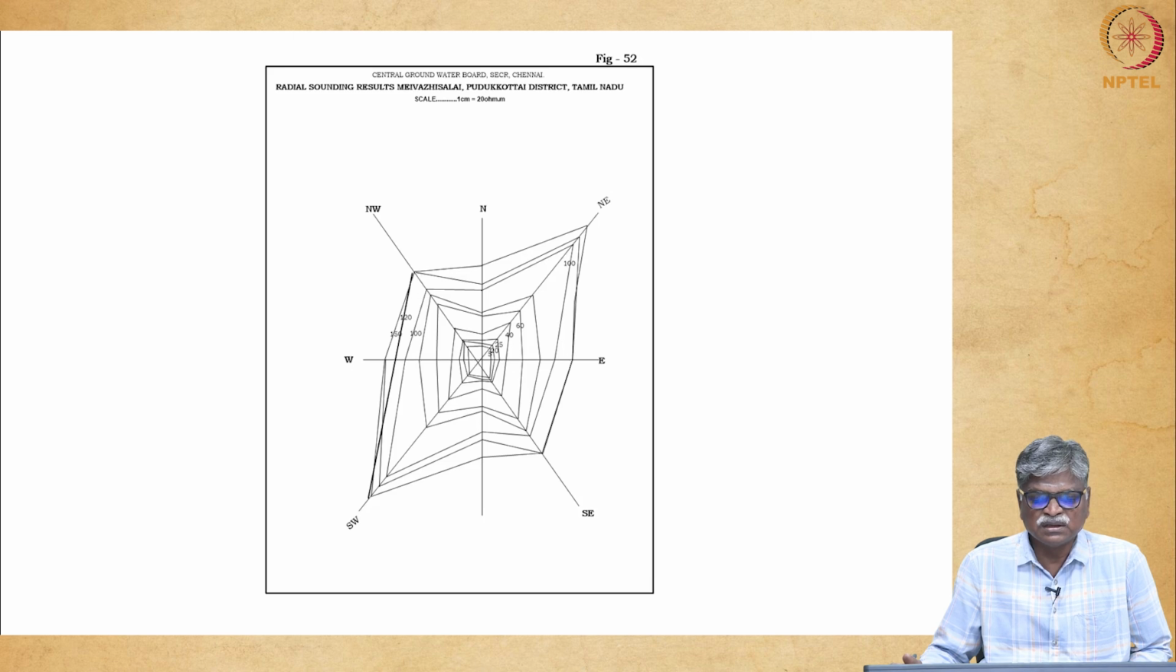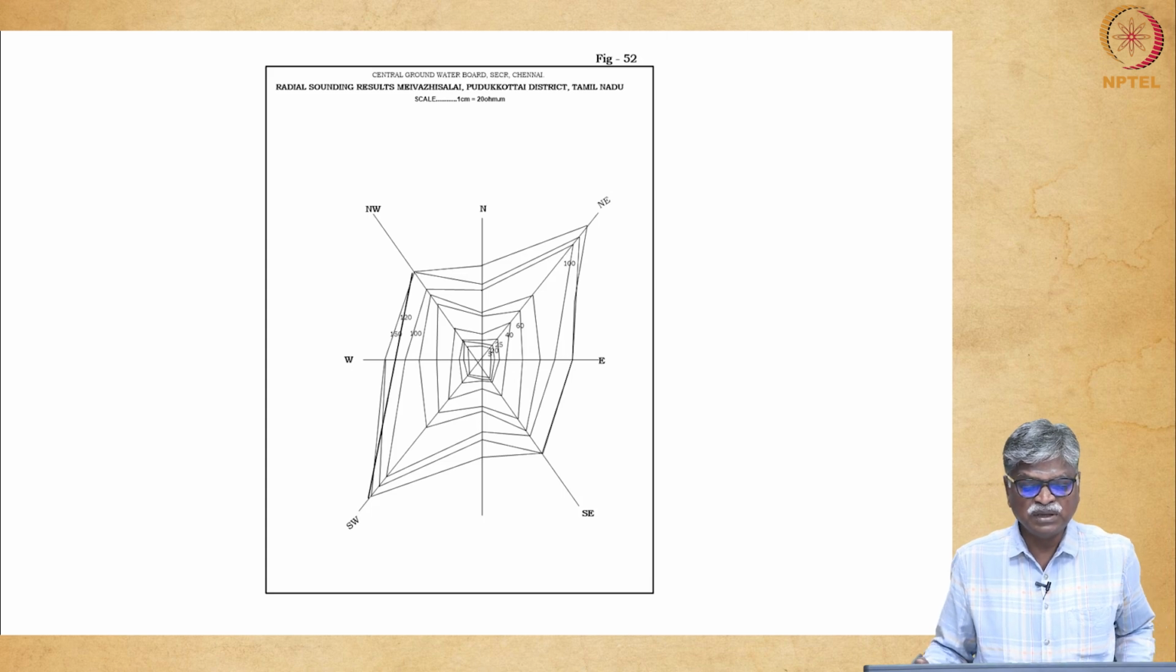Then this is one more radial electrical sounding. This was at Maivadi Chalai in Pudukottai, where we got multiple fractures. Here also we got 14 LPS in this area.